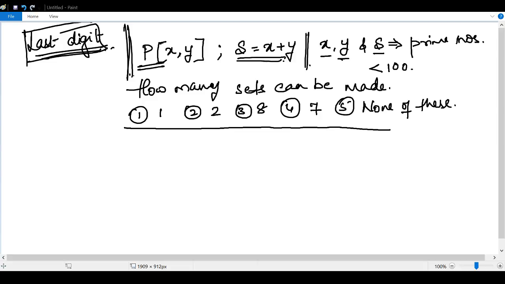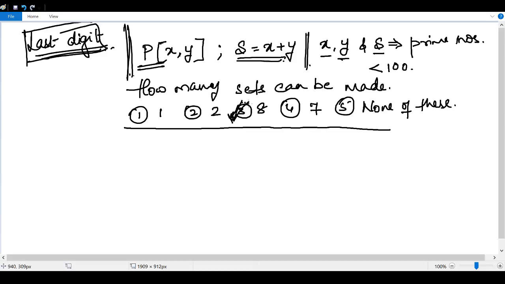Okay, the questions are pretty straightforward. I'm going to repeat the question to each one of you here. There is a set P which contains two elements x and y. S is x plus y. X, y and s, all three of them are prime numbers. How many sets of P can be made with this condition? Now you guys are getting the right answer. The right answer is 8.